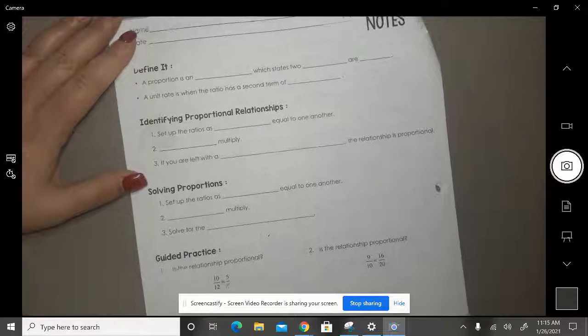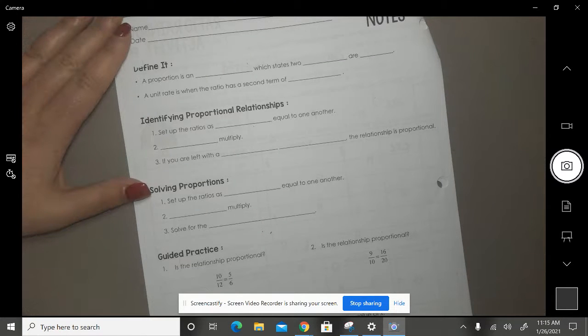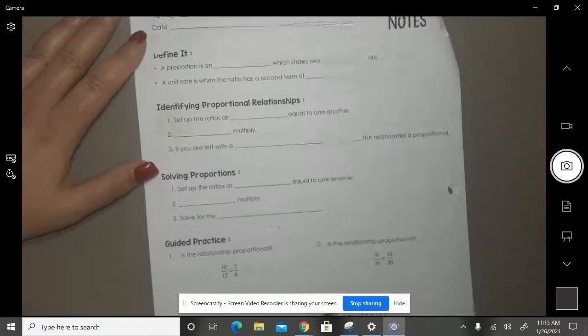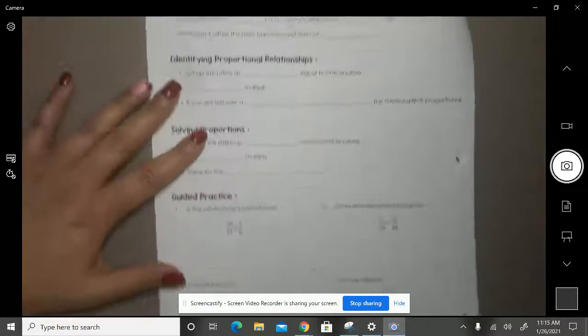All right, today we're going to talk about proportions and proportional relationships. And that's going to be our theme for this week. And they are the same exact thing as ratios. So if you have your packet, you need to turn to this page right here. It is page 30. You can see that.